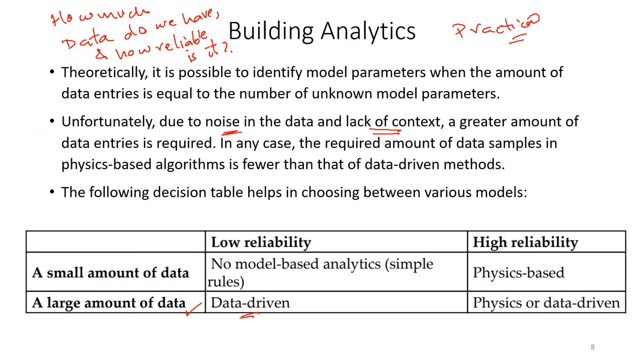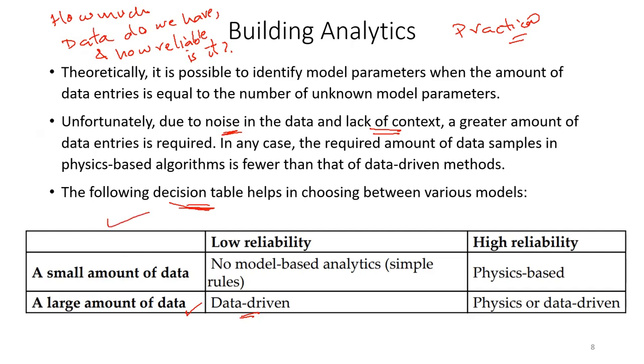On the other hand, physics-based methods need few samples, because the model already includes the physical laws or governing equations, and they only need to find their own few parameters. To help decide which method to use, we can look at the very simple decision table here.